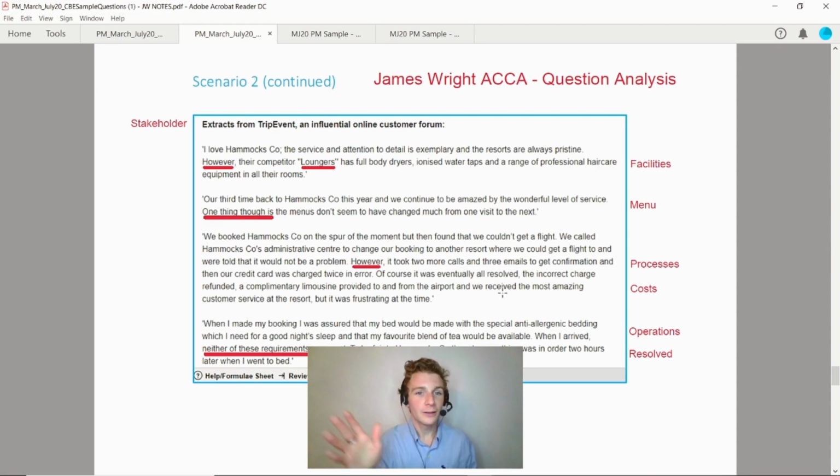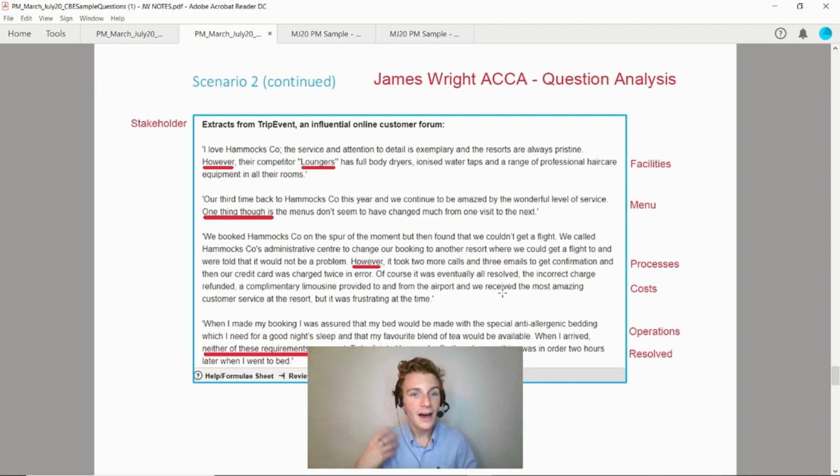So, I love Hammocks Co. Lovely stuff. The service and attention to detail is exemplary. The results are always pristine. Fantastic. Customer service, objective 1, lovely stuff. Now, look what I've underlined in here. These are the trigger words or phrases that flip the point, where it says, yes, that was a good point. However, this is where the negative comes into it that you can discuss. Their competitor, Loungers, has full body dryers, ionized water taps, and a range of professional hair care equipment in all their rooms. So we've got a positive point and a negative point in terms of facilities in the hotels.